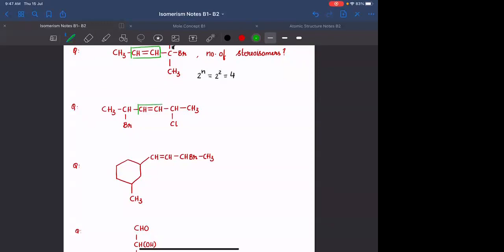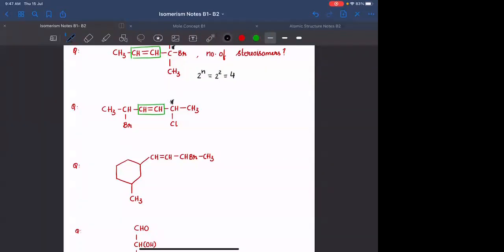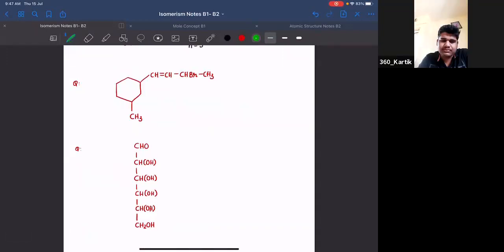Number of stereo centers in the second example? 3. Okay. This is a chiral carbon. This is also a chiral carbon. So you will have 2 cube equals to 8. Okay. आपको n equals to 3 है. So 2 cube equals to 8. Okay. In the third question? 4. Very good.